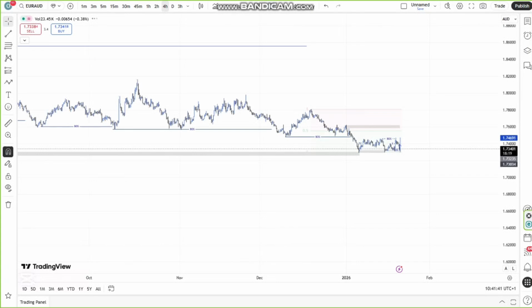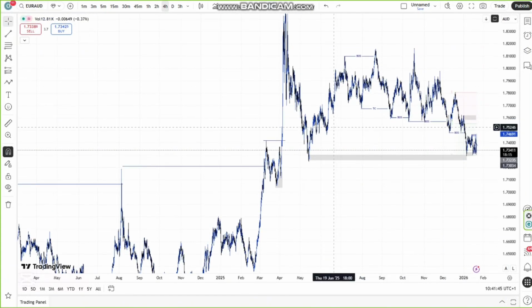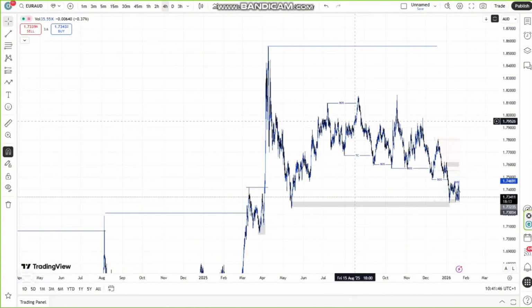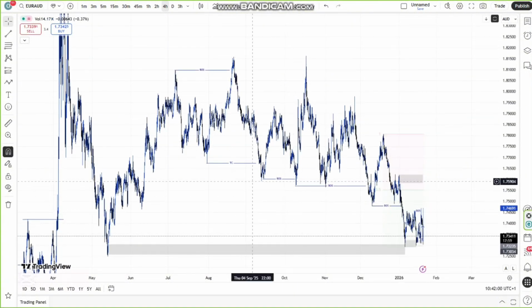Then we break down to the 4-hour to see clearly what price is doing. So you guys can see this was the last high, right, before this sell started happening. Then price changed trend here. And remember what I said in the previous video, a change of character isn't valid yet until there's a corresponding break of structure. And what do we have here?